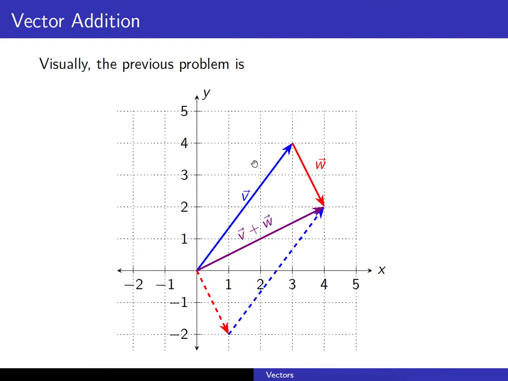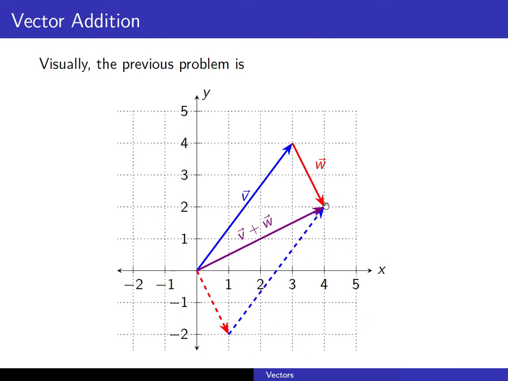Now, from a visual perspective, when we add two vectors together, the second vector, w in this case, picks up where the first vector ends. So here's vector v at 3, 4, and then vector w of 1, negative 2 means that we're going to start from where v ends at 3, 4. We're going to go 1 right and then 2 down, and then this is where we're ultimately going to end up, at 4, 2. And when we add vectors together, that's called the resultant vector. So here's vector v plus vector w in purple as the result of adding vector v plus vector w.